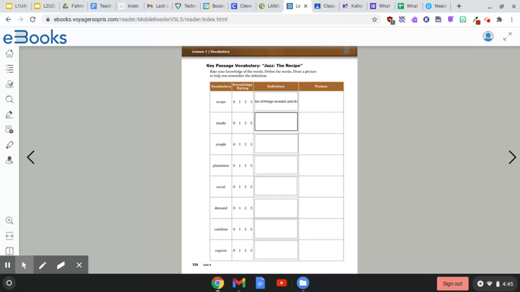Is a recipe required to cook a frozen pizza? If you want to bake homemade cookies, do you need a recipe? Yes or no? Now tell about how you think the word recipe will be used in the passage "Jazz the Recipe."